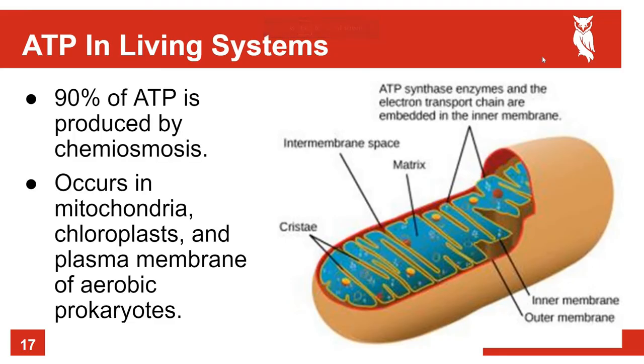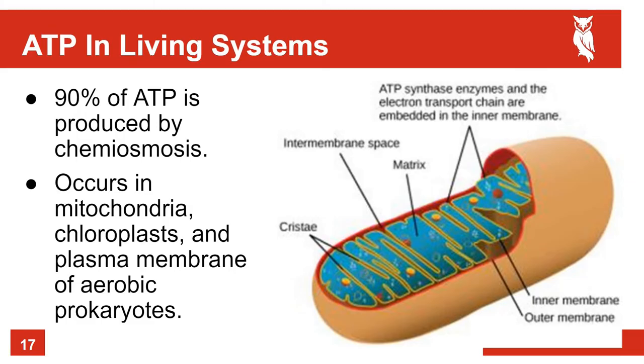All right, so ATP in living systems, 90% of the ATP is made through osmosis. This is just the movement of, really, hydrogen ions across a membrane. That concentration gradient of the hydrogen ions is going to be what powers ATP production. This is going to occur in the mitochondria, chloroplast, and the plasma membrane of aerobic prokaryotes. So you see here we've got the mitochondria, which used to be a prokaryote, hypothesized.